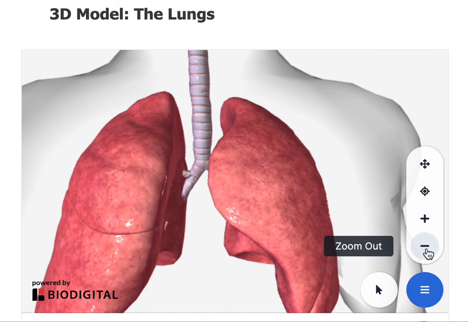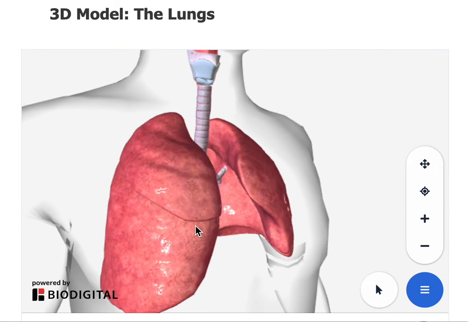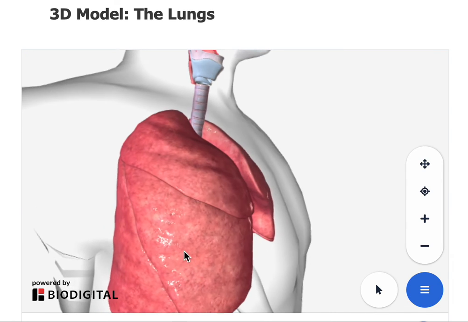Then finally, we are going to talk about the lungs. The lungs are 2 cone-shaped structures residing in the thoracic cavity that are soft, pliable, and sponge-like in nature. First, I'm going to point out the right lung. The right lung contains 3 lobes: the superior lobe, the middle lobe, and the inferior lobe.